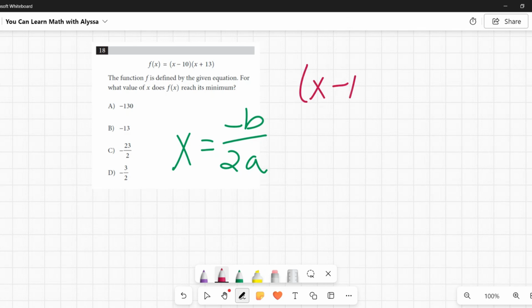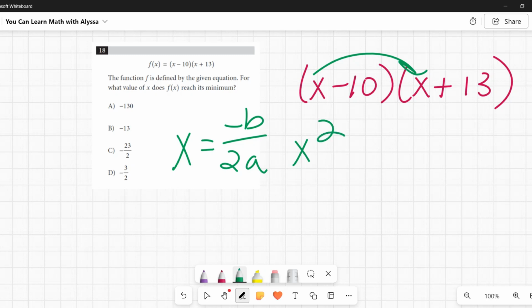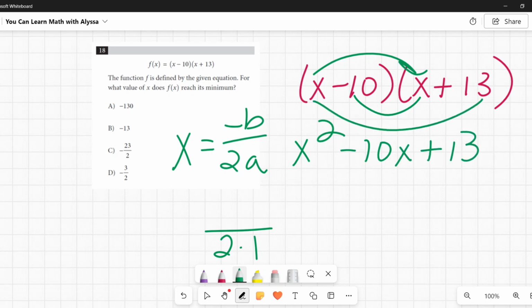So here we have x minus 10 and x plus 13. If we start to do FOIL, we don't even have to finish it. X times x, there's my x squared, so I already know my a is 1, so 2 times 1. And then to get my b, I'm going to multiply the x's out. Negative 10 times x is negative 10x. X times 13 is positive 13x. I don't need to worry about the last one because I don't need c, I just need b. Negative 10 plus 13 is positive 3x.